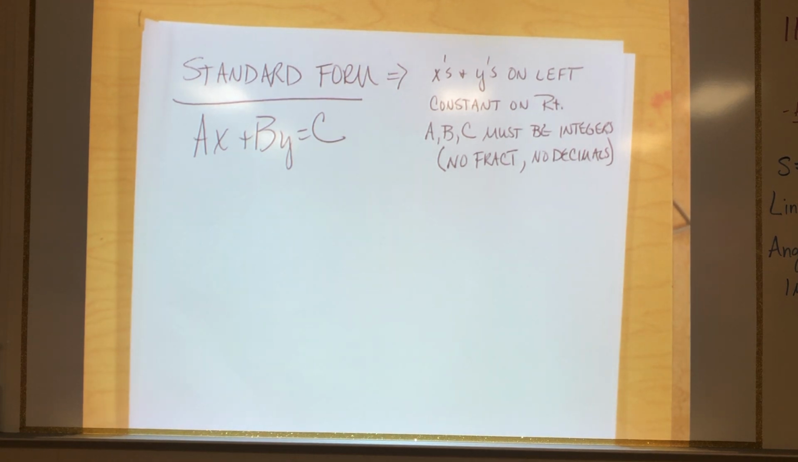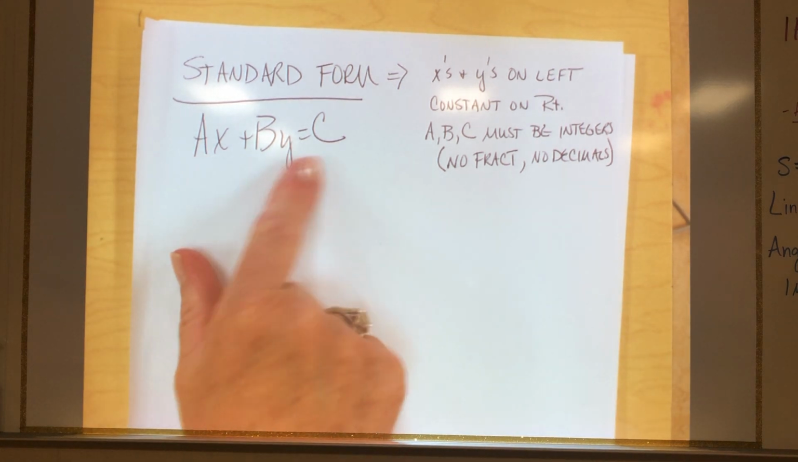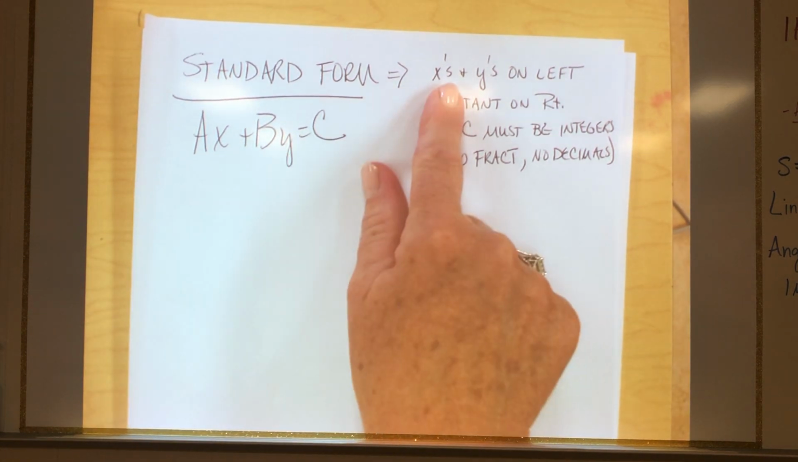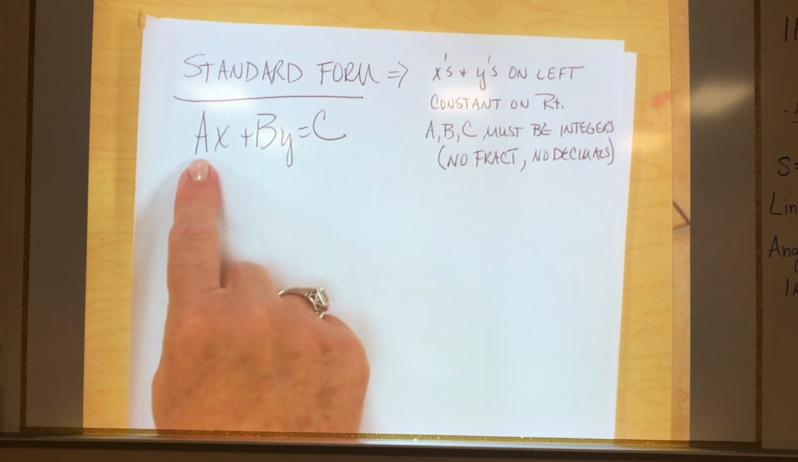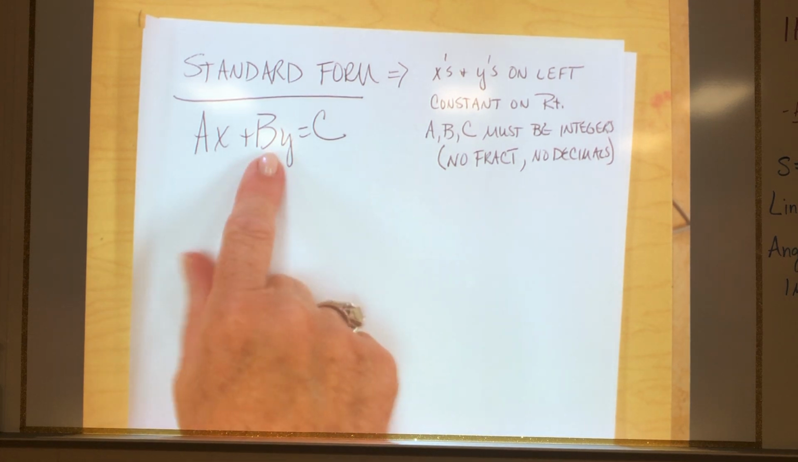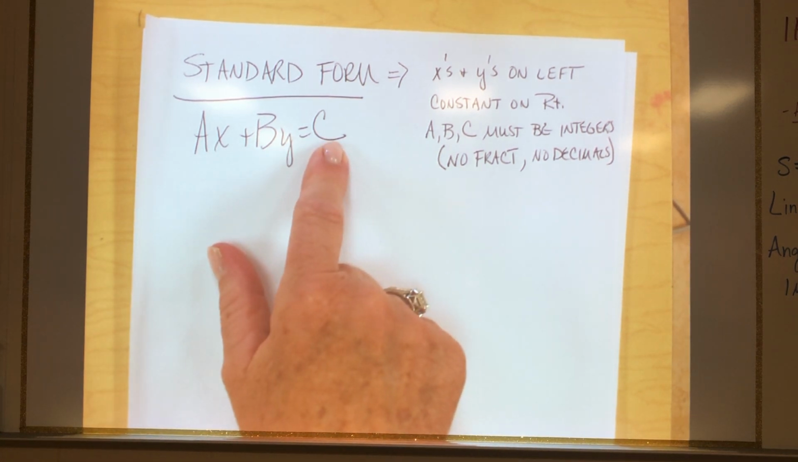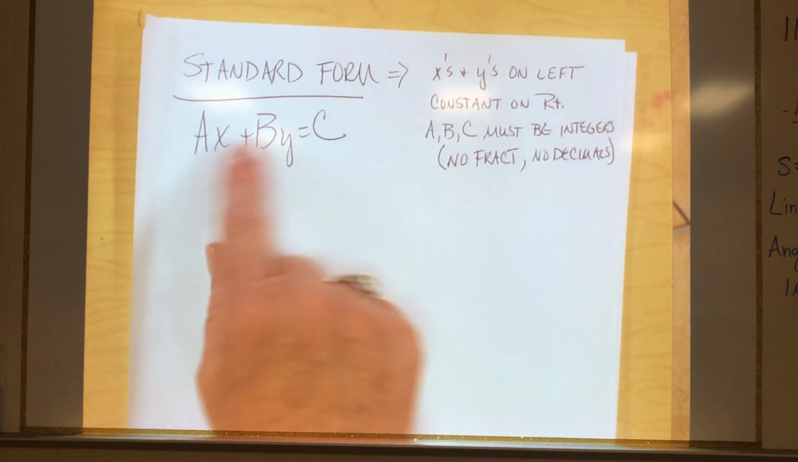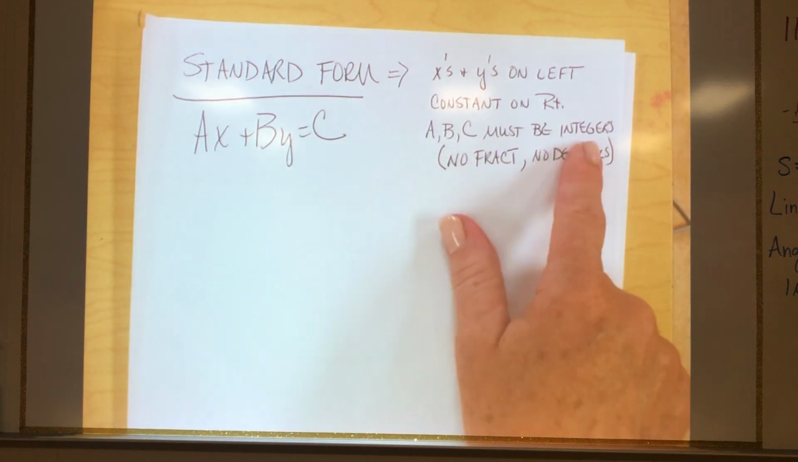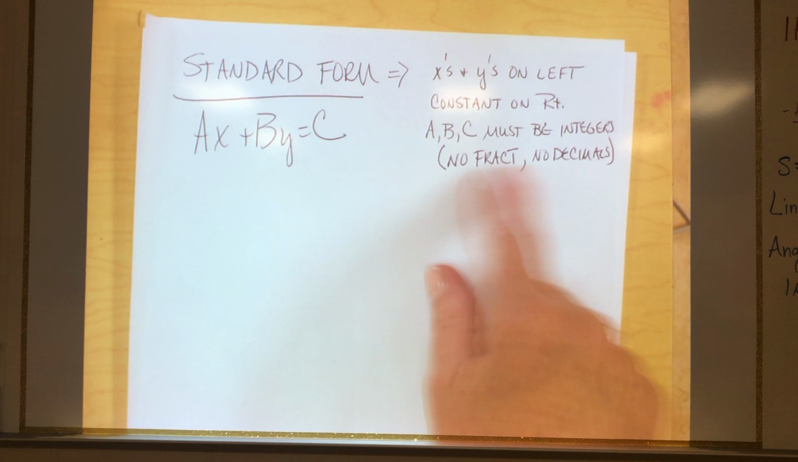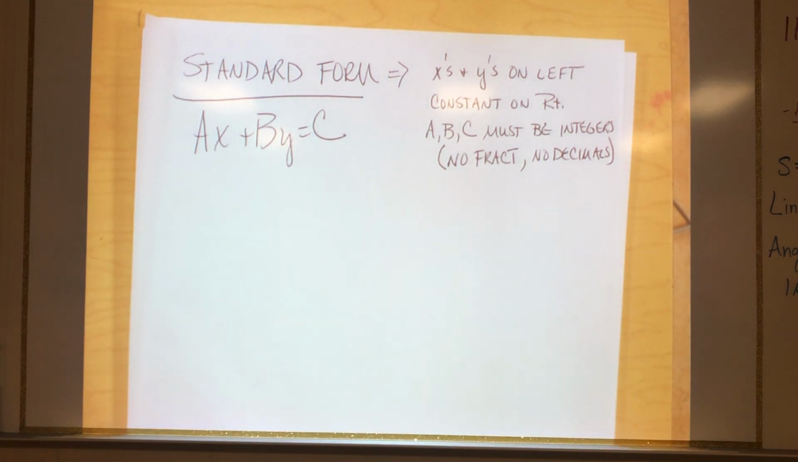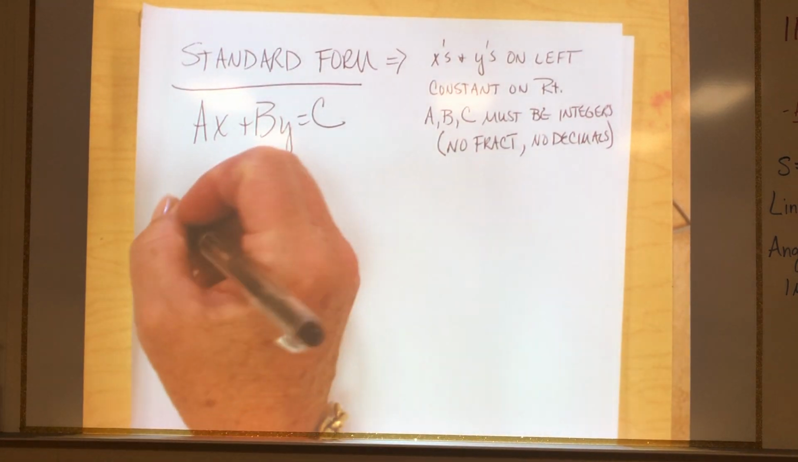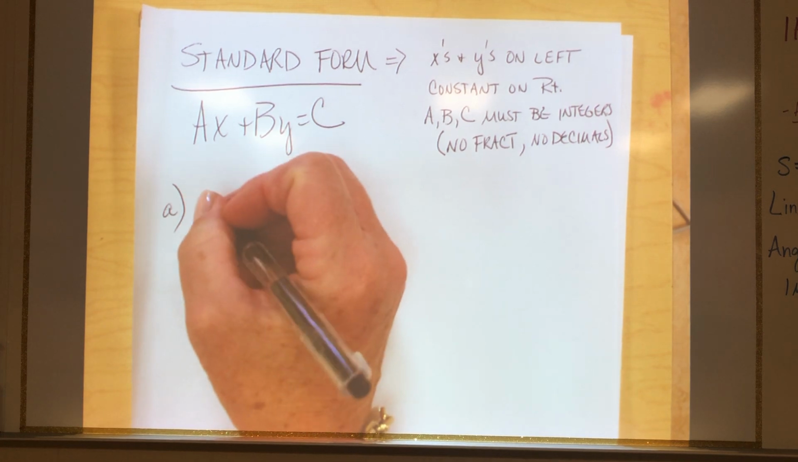So we started talking about standard form, okay? Standard form is when AX plus BY is equal to C. The X's and the Y's are on the left, the X comes first, the Y comes second. Our constant, or our plain number, will be on the right. And A, B, and C must be integers, and that means they can't be a fraction and they can't be a decimal. All right, so here's my first problem I want us to look at.